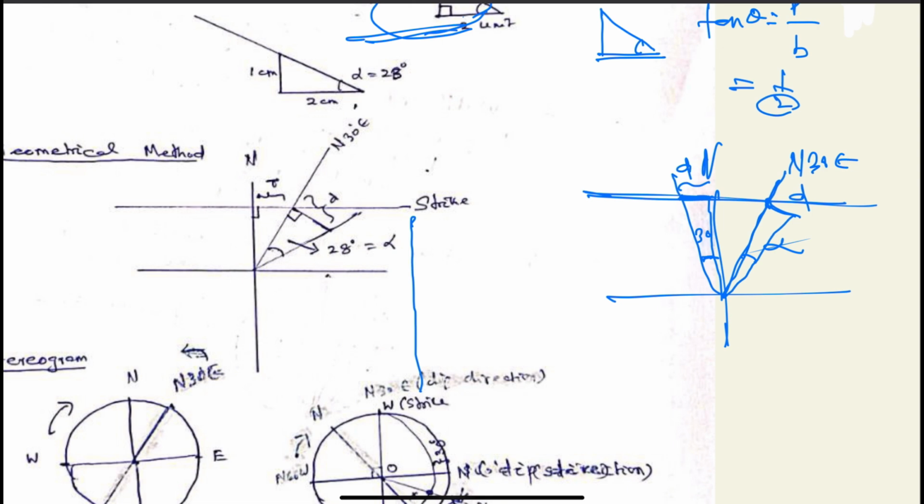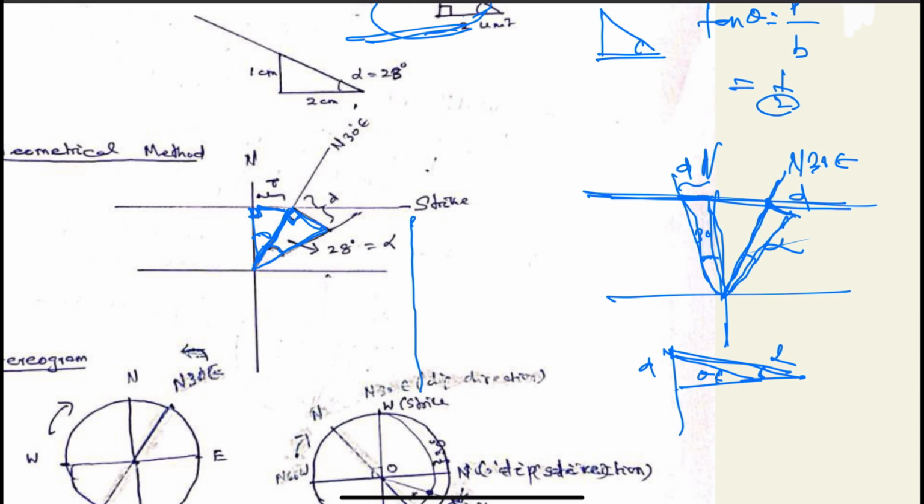So the spacing D remains the same. This is D, this is for theta, and this is for alpha. This is the triangle for true dip, and this is the triangle for apparent dip. Now it is clear, I think. We have to draw this strike line to know the vertical spacing.